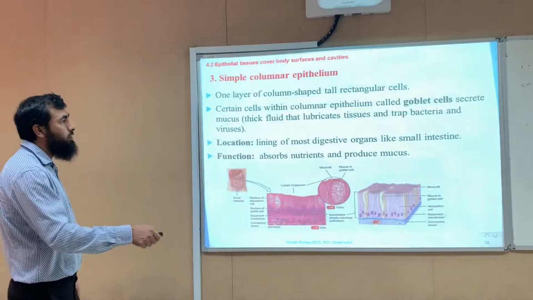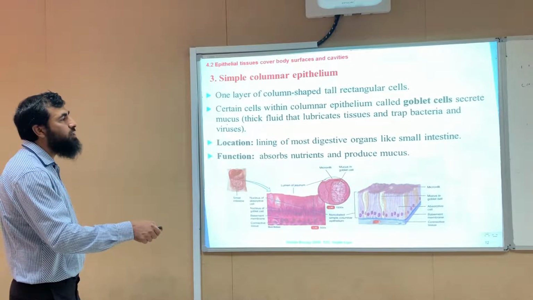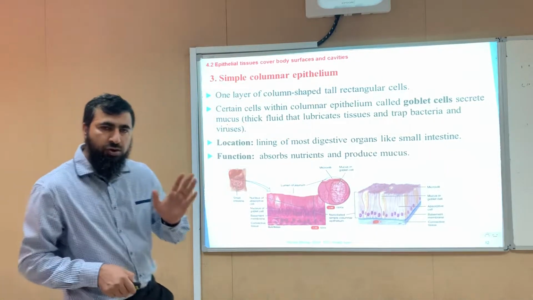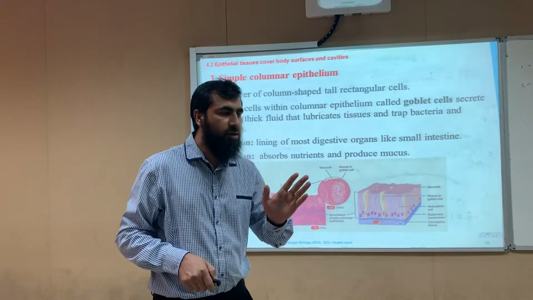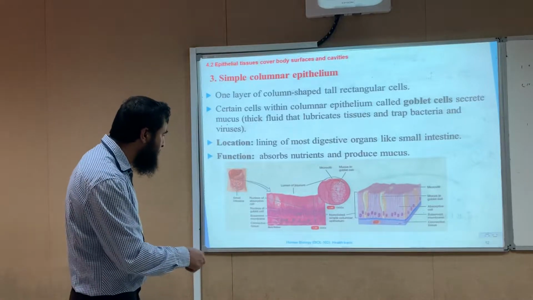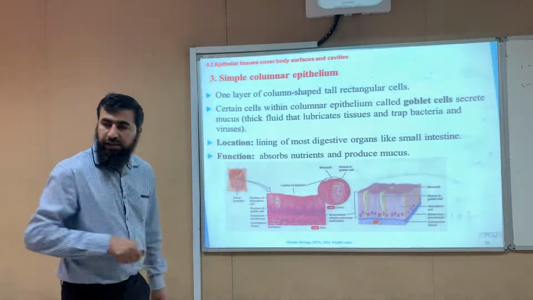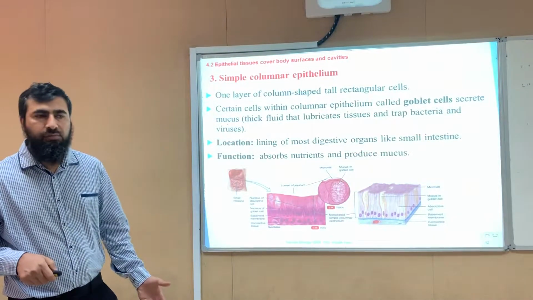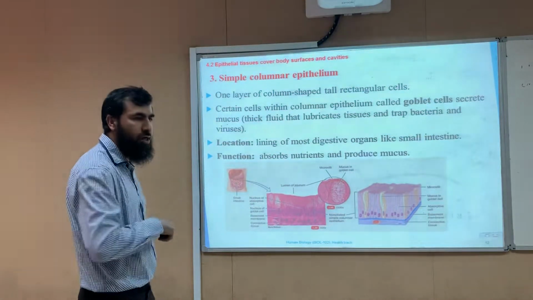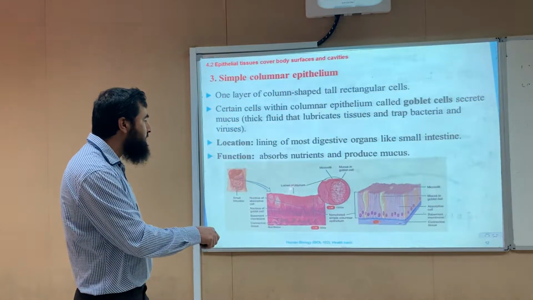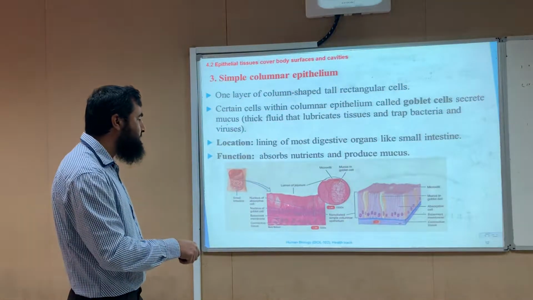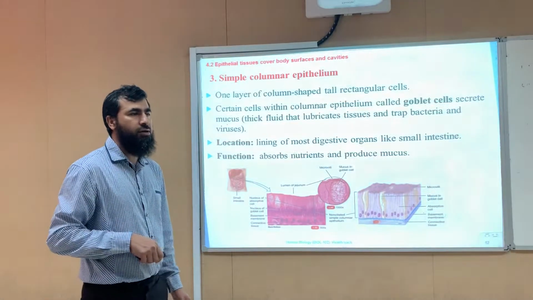So in between, we find some cells called goblet cells. Remember we talked about unicellular and multicellular glands? These goblet cells, we find them individually here. These are unicellular glands that secrete mucus, okay? And mucus is very important because it acts as a protection against the digestive enzymes, so it doesn't break down the cells of your body.